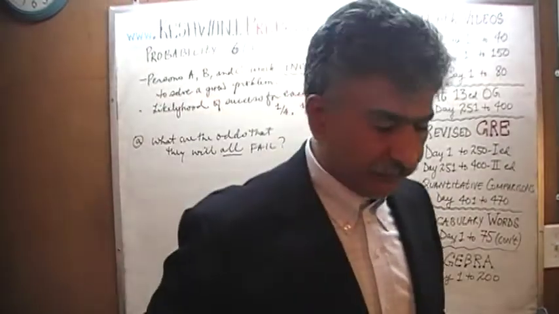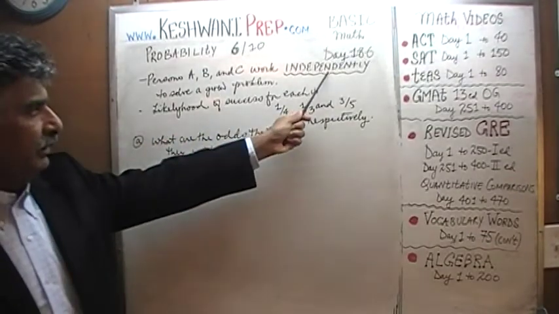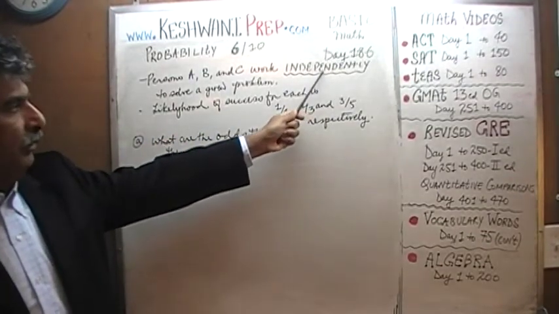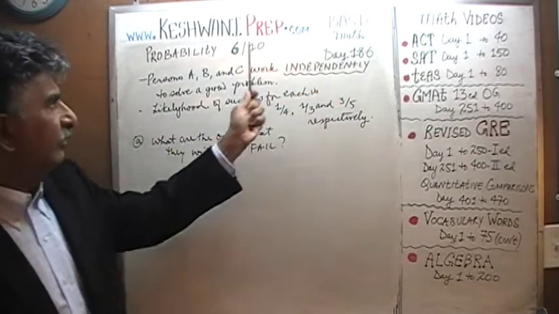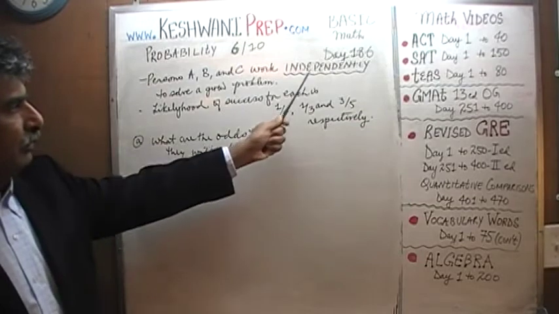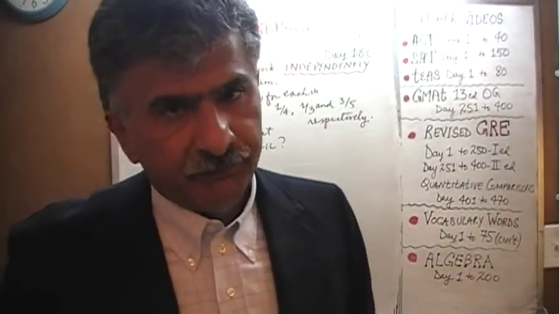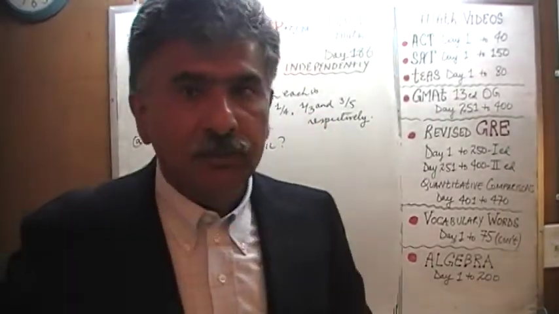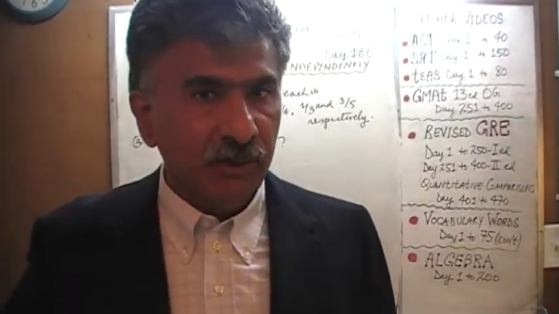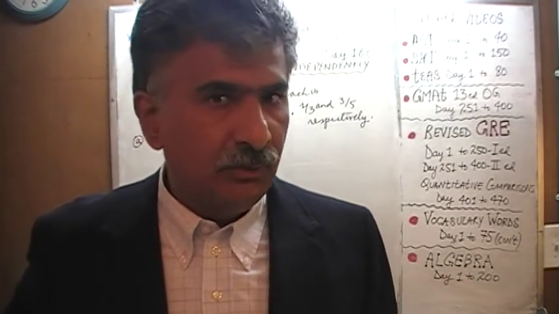We'll have three actors A, B, and C. We are told that persons A, B, and C, they're going to work independently. That's a very important word. We talked about it in detail on day number 181, the very first video in the series of 10. We talked about what it means for events to be independent, and hence they work independently. In other words, the odds of one person being successful or not successful has absolutely nothing to do with how the other two are going to perform.